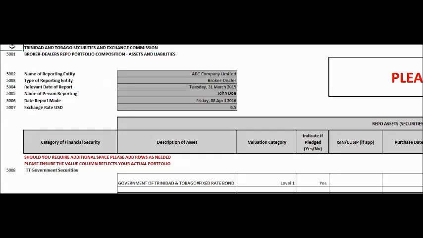The broker-dealer's repo portfolio composition, assets and liabilities form, or the SEC MMRF 05, is intended to collect information on the securities that are assigned to a repo portfolio and the category of each repo client. This form captures information on both the repo assets and the repo liabilities of a broker-dealer.